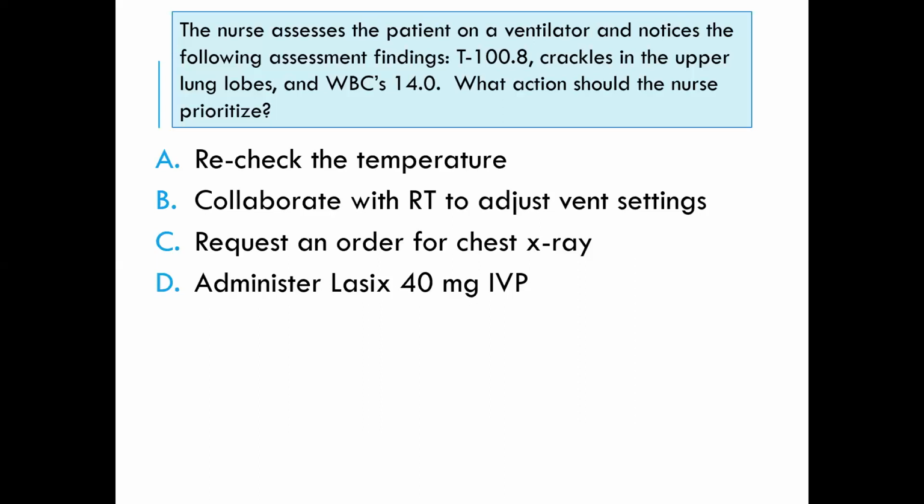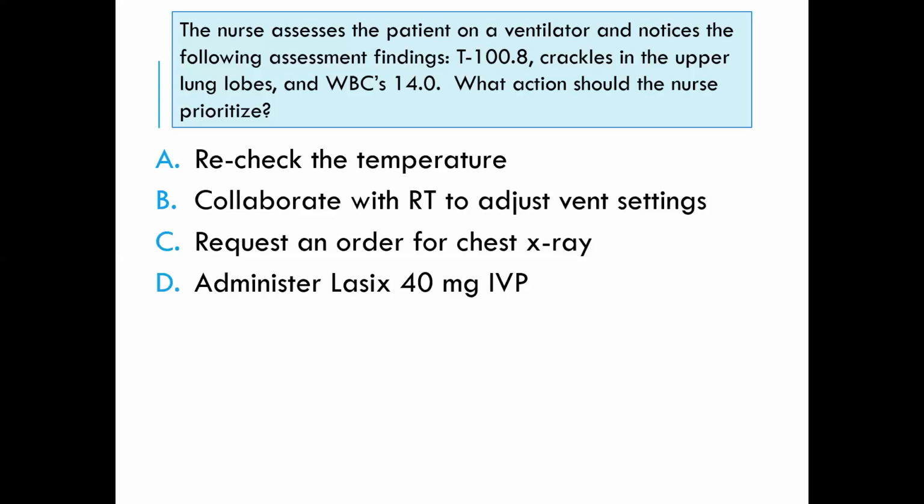Okay. Now think about the complications that you identified before, when you were thinking about complications for patients on a ventilator. Are there any defining characteristics of these complications? And if so, do you see those defining characteristics in this question? So that would take you to temperature 100.8, white blood cells 14. Those are defining characteristics for what? Probably pneumonia, right? Temperature, we have infection, we have crackles in the upper lung lobes.